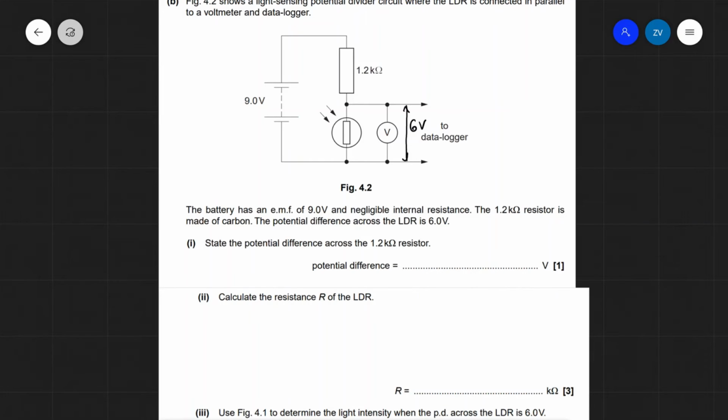Calculate the potential difference across the 1.2 kilo ohm resistor. So we have 6 across here, 9 across there. By Kirchhoff's second law, the sum of the EMFs, in this case that's 9, has got to equal the sum of the PDs, which is here plus there. This means that over here we need to have 3 volts. Okay, well, let's have a look at part 2.